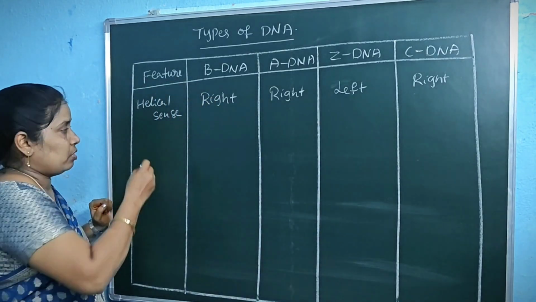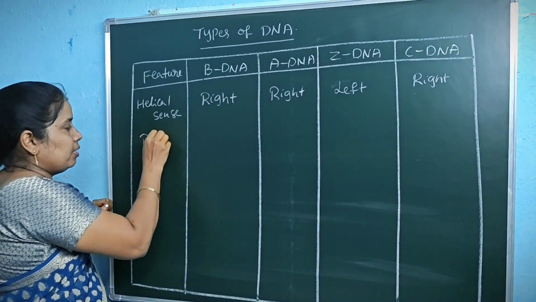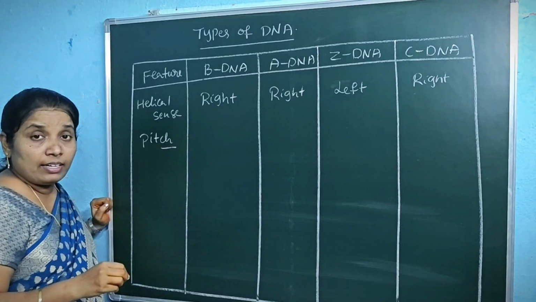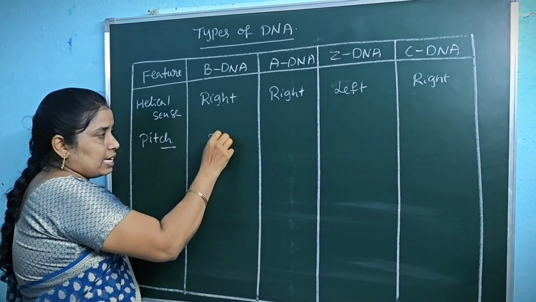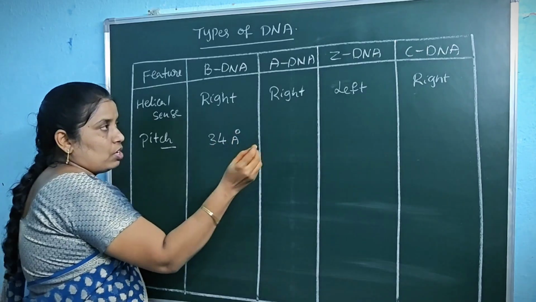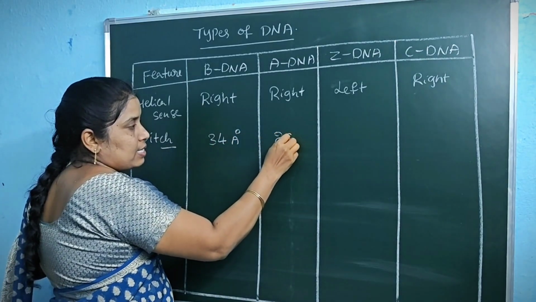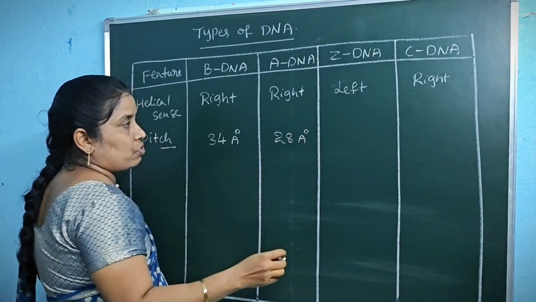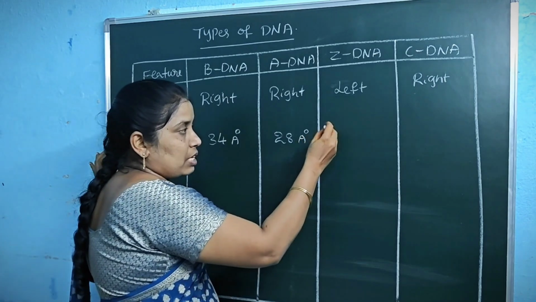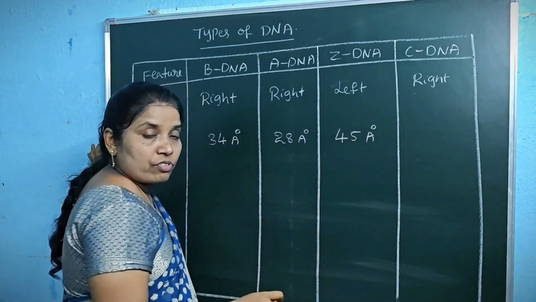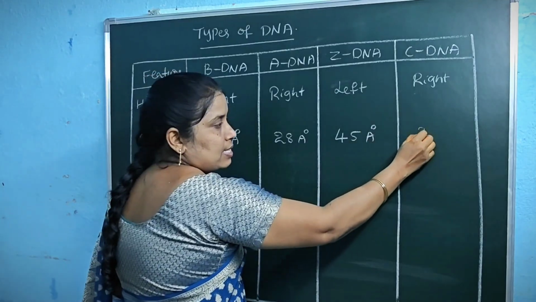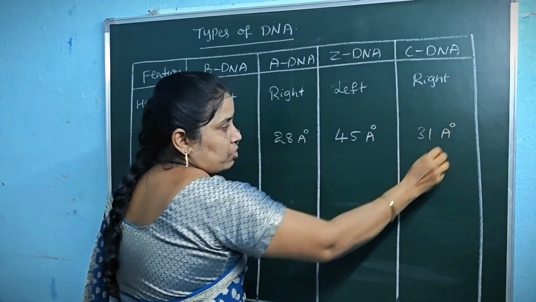Let's see the pitch. Pitch is nothing but the length of the DNA helix. B-DNA has a pitch of 34 angstroms. A-DNA has a pitch of 28 angstroms. The widest pitch is present in Z-DNA, that is 45 angstroms. C-DNA has a pitch of 31 angstroms.